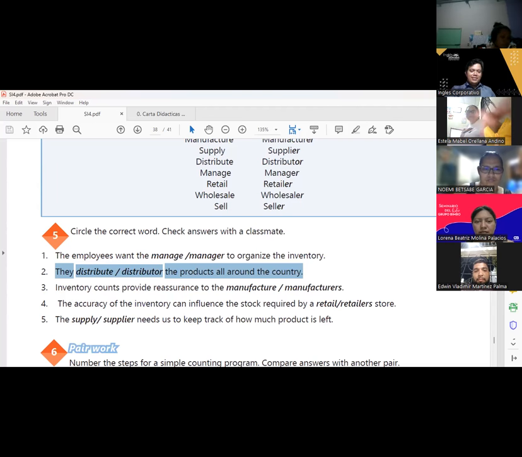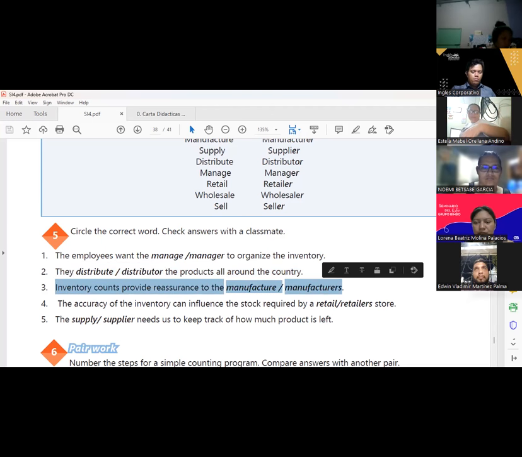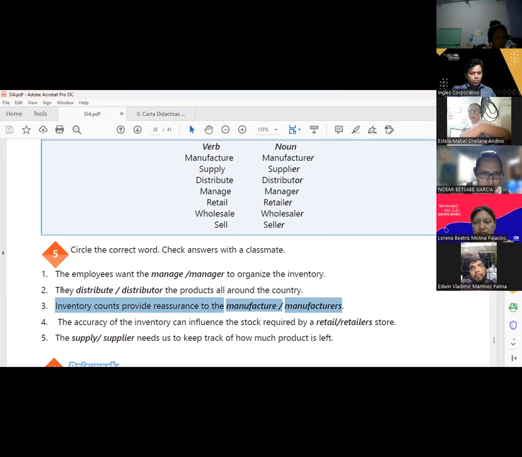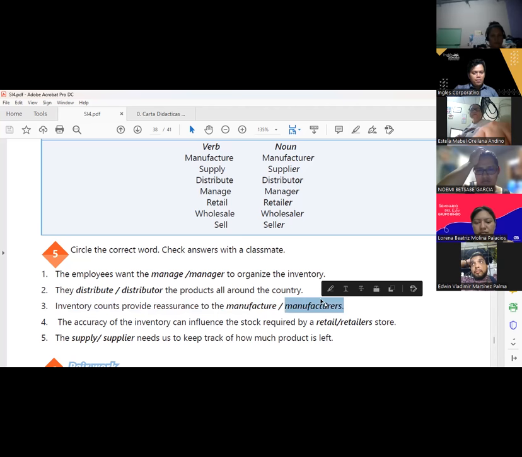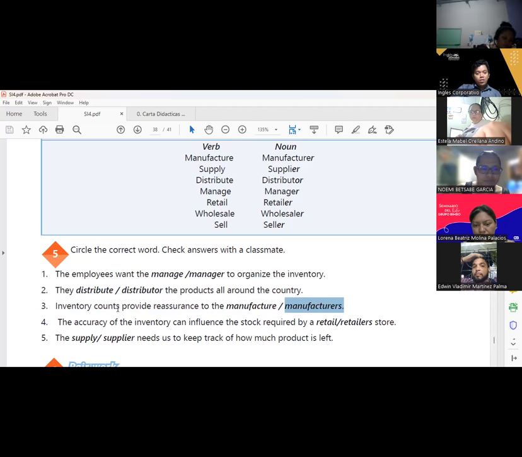Estela? Great. Estela. Read number three, Estela. Okay. How do you pronounce accuracy? Where is that? Number four? No, number three. Okay. Inventory counts provide resource to the manufacturers. Okay, great. Provide reassurance to the manufacturer, right? Okay, great. Thank you. Estela, so you got inventory counts provide resources to the manufacturer or manufacturers. Manufacturers. The people, right? Yes. Okay, very good. Teacher, how do you pronounce accuracy? Accuracy. Accuracy. Thank you. Good.